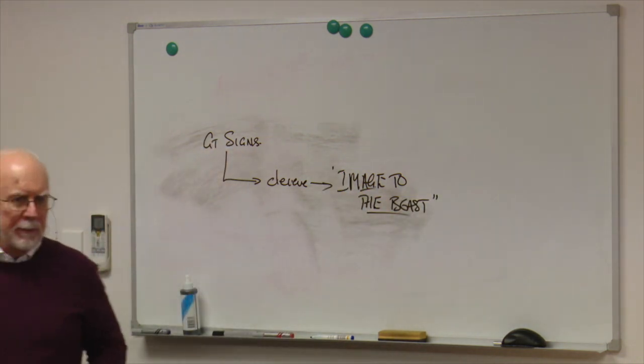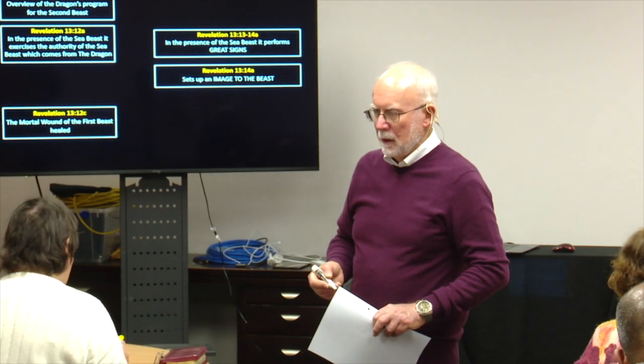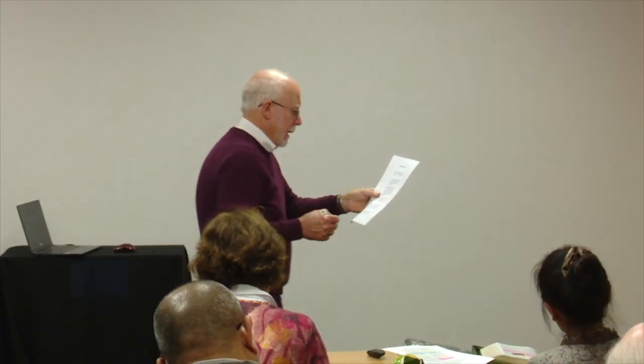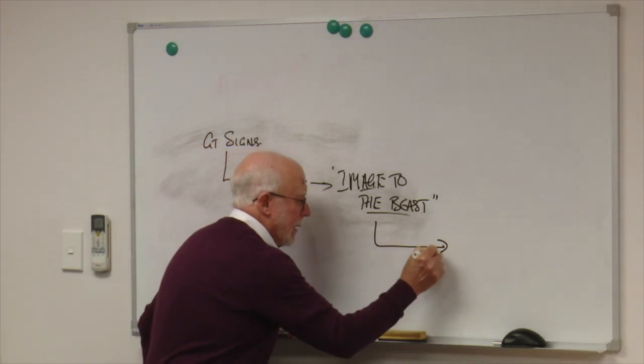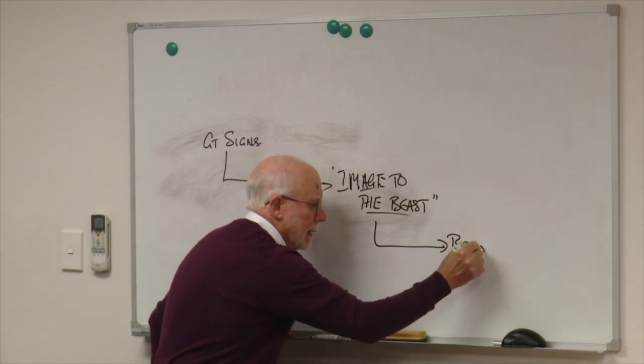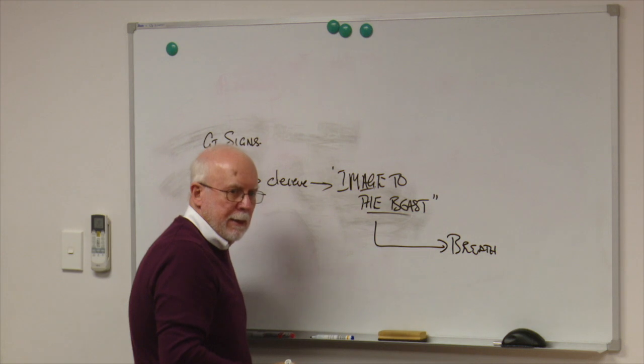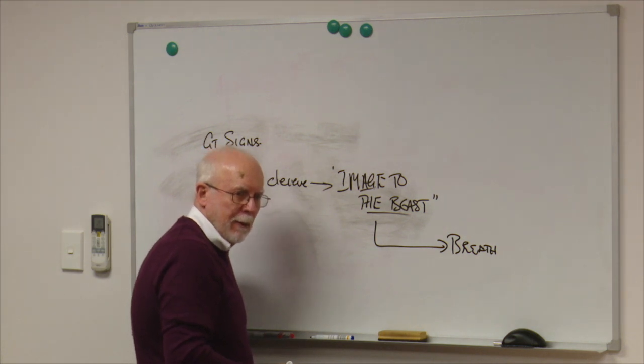So that's the first step in the dragon's program. He works great signs. And the great signs that are being worked in the second beast are going to enable it to deceive people into setting up what's called an image to the beast. We're clear? And then you go into verse 15. Have a look at verse 15. Just read verse 15. It says, and it was allowed to give breath. So the image to the beast is given breath. Who gives it breath? The land beast. Are we clear on this?